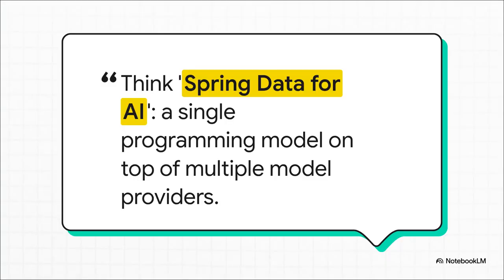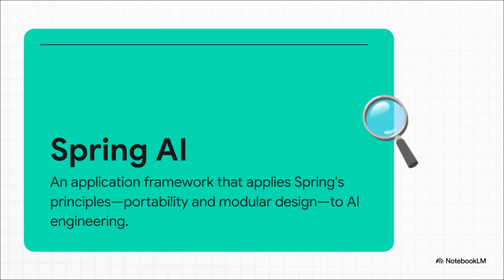If you've ever used Spring Data to talk to different SQL databases, you already get the core idea of Spring AI. It's that simple. One consistent programming model for a whole bunch of different AI providers. So here's the really important part. Spring AI isn't trying to reinvent the wheel here. Not at all. It's just taking that time-tested Spring philosophy, portability and modular design, and applying it directly to the world of AI. It gives you this one unified API to connect all your enterprise data and services with AI models, which means you get to focus on building cool features, not wrestling with glue code.